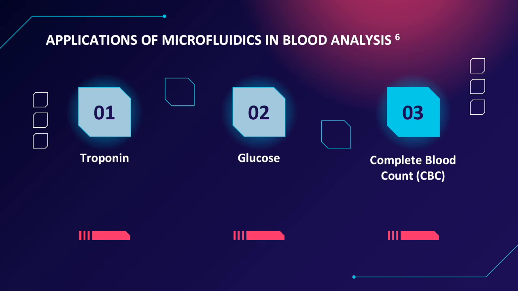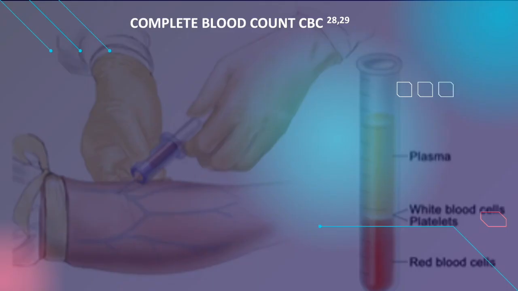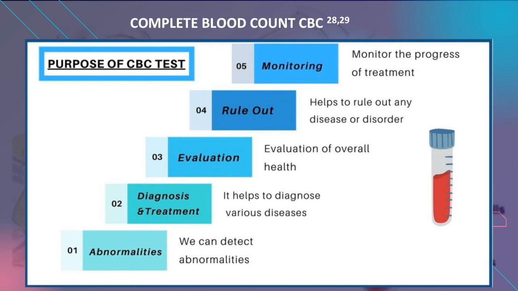We move on to discuss the applications of microfluidics in complete blood count (CBC). The complete blood count can be used for multiple purposes. For example, we can detect abnormalities, it can help us diagnose various diseases, it can help us evaluate the overall health or rule out any disease or disorder. It can also help us monitor the progress of treatment.